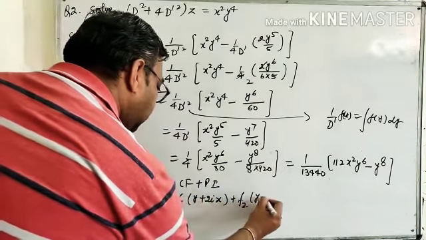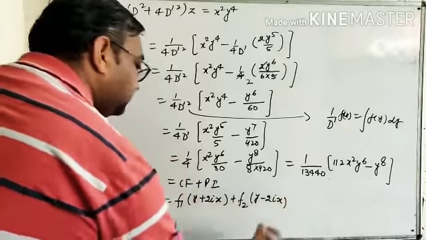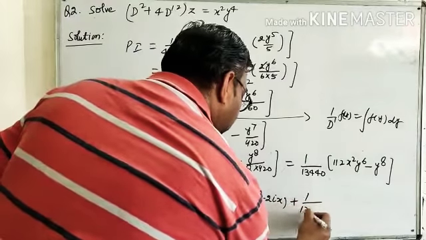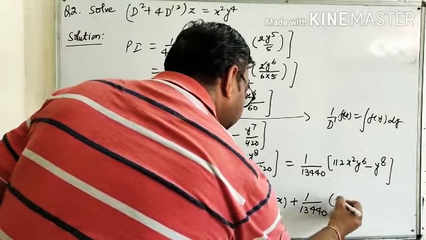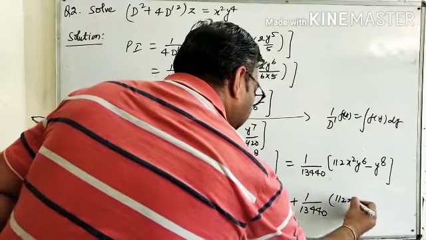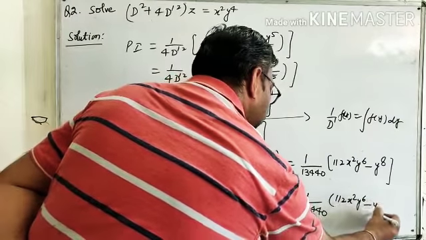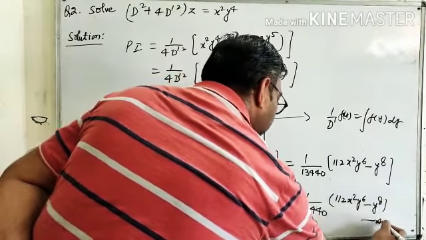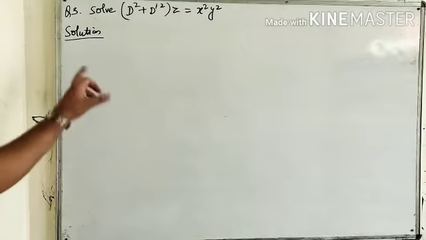So the general solution is equal to CF plus PI, or z equals to f1 of y plus iota x plus f2 of y minus iota x plus 1 upon 13440 112 x square y raised to power 6 minus y raised to power 8. Now this is another problem.